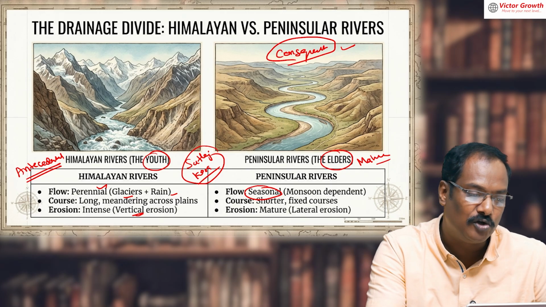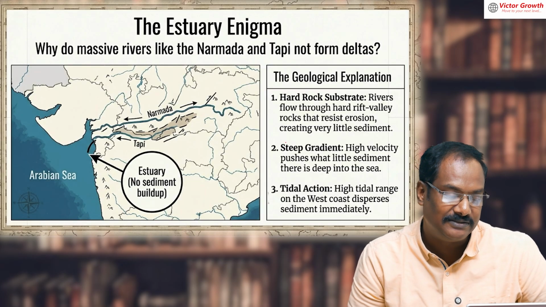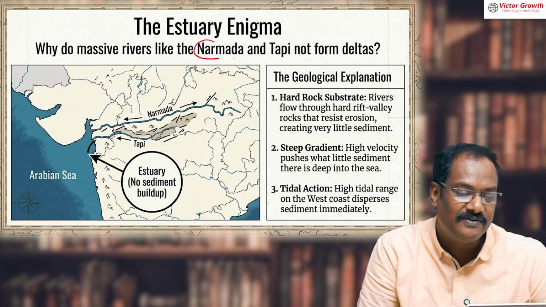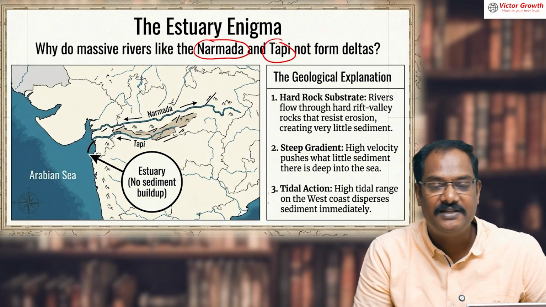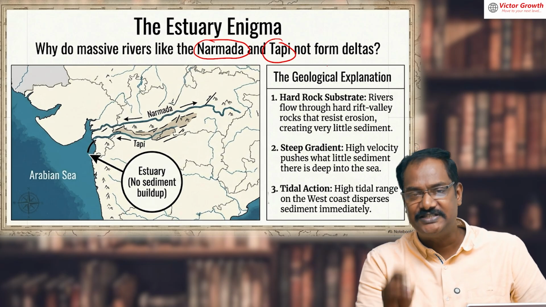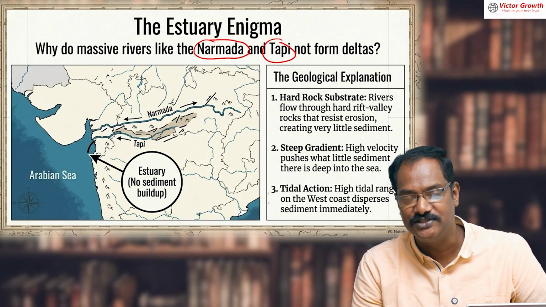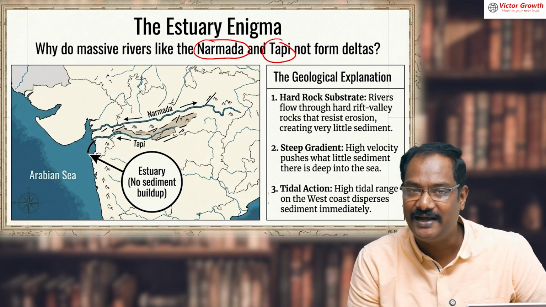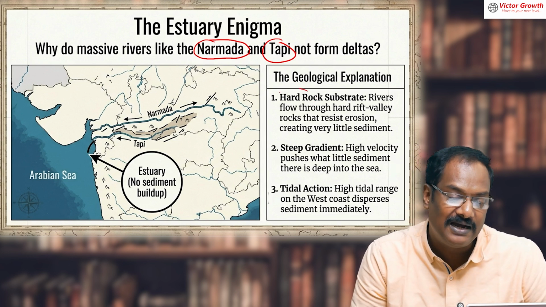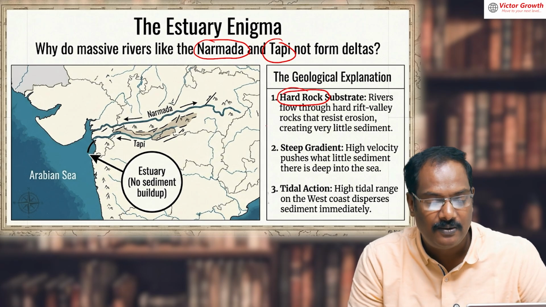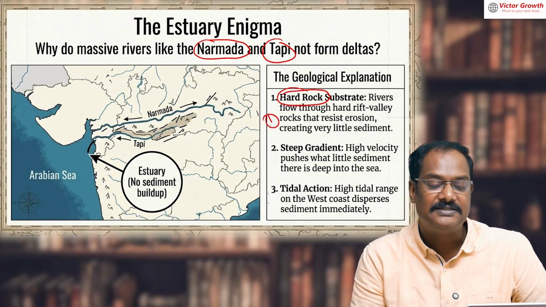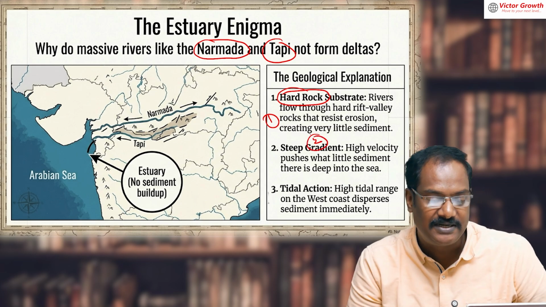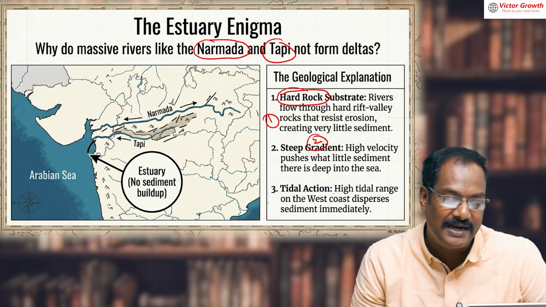They follow the topography. Now coming to the western coast itself, estuaries are created, and these are the two rivers which are west flowing rivers. In fact, the entire west flowing rivers do not form delta. There is no second thought about it. Now, Narmada and Tapi do not form delta for some other reasons. The rock is very hard, so they cannot erode it. That is one important reason. Second thing is the velocity of the river is also high, so the sediments cannot settle. And there's tidal action also, very high.